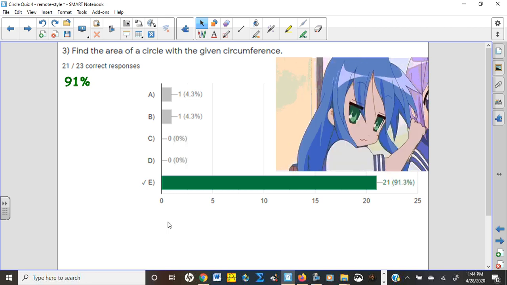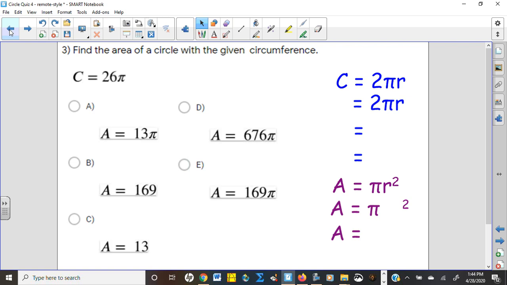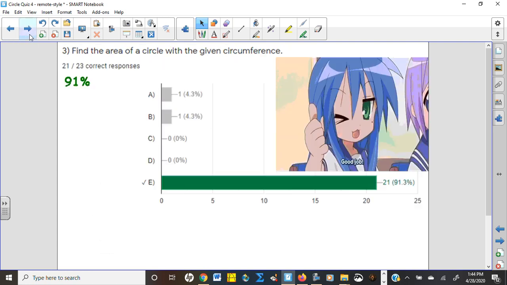The people that missed it were either A or B. A is where you forgot to square the radius. You found the radius was 13, but then you just kept it. We didn't square it. And B is we squared it, but we forgot the pi. Okay, it's not right if it doesn't have that pi. It's pi r squared, not just r squared.